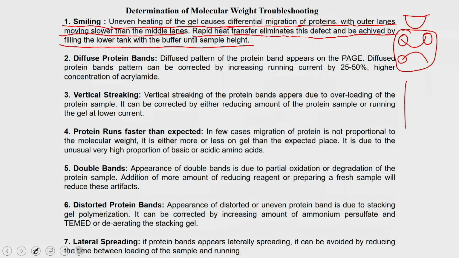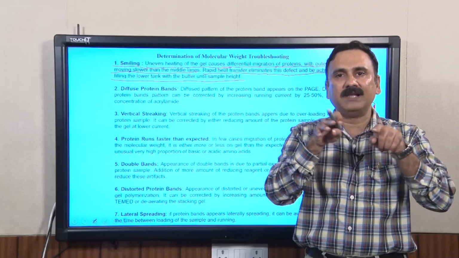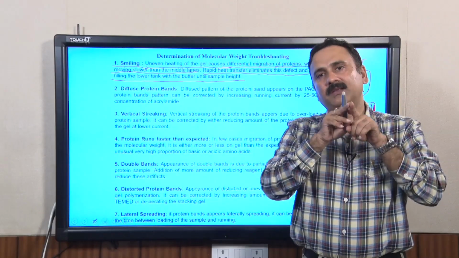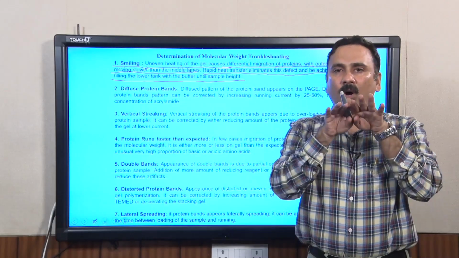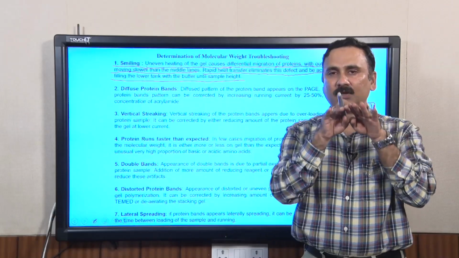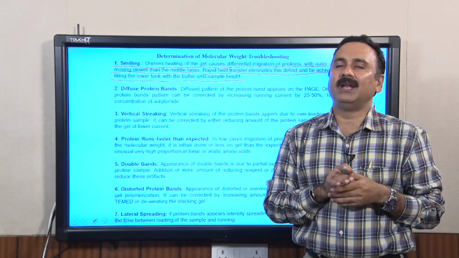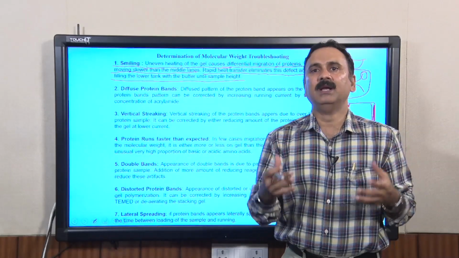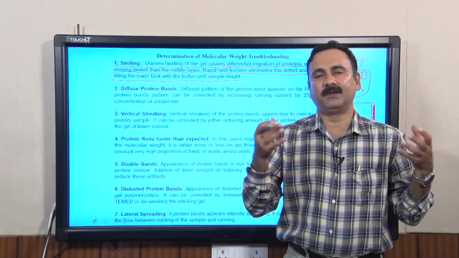This happens because when you are running the sample on the plates, you have uneven heating on the plate, and because of this heating, the protein is running either faster or slower in some lanes. All the protein molecules are not running uniformly, and because of that it creates a smiley-like appearance. So, you have to bring coolness into the system.